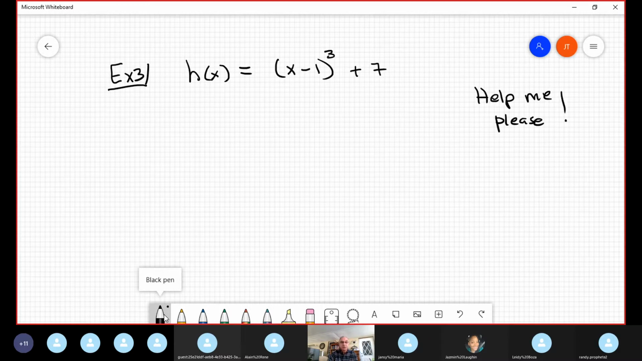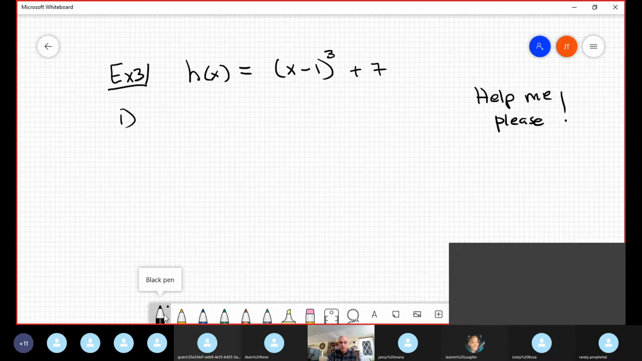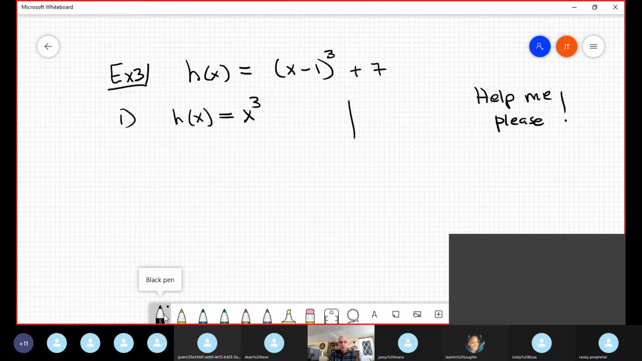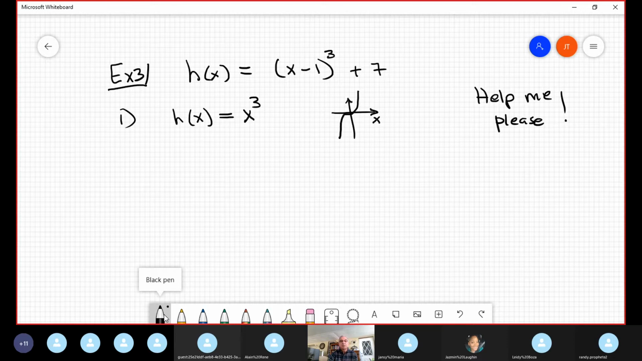Okay, look at that. Number one is identification. What family does this belong to? Remember, we have a library of functions, a collection of functions, and you need to identify what family this new problem belongs to. So, what do you think? Remember, we have a cubic function, of course. This belongs to the family of the cubic function. I remember it looks like that. This is X, this is Y.